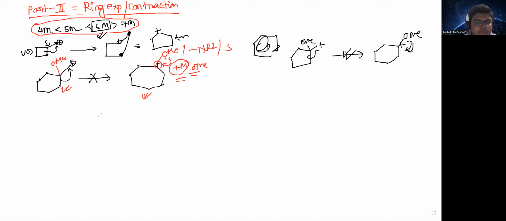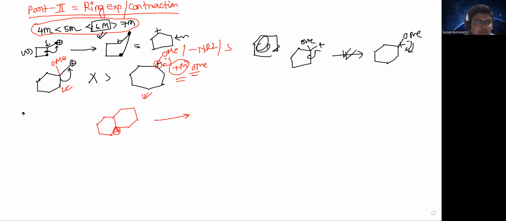Now some different cases, let's observe. Suppose two rings are fused, and at this fusing position there is one carbocation. This is the carbocation. Will this undergo rearrangement like this? Hydride? No, no, no.